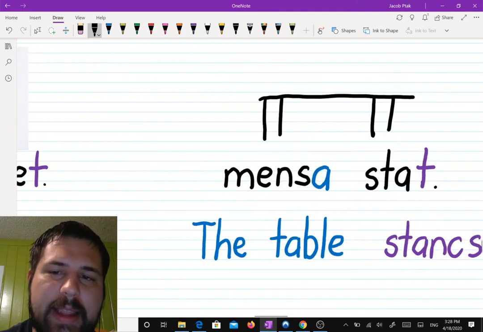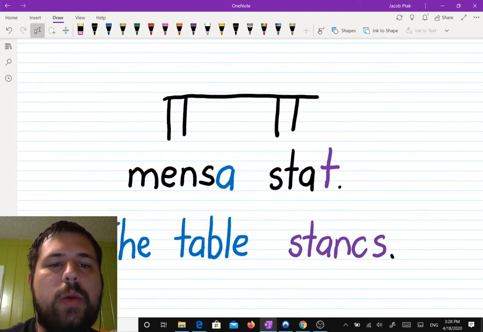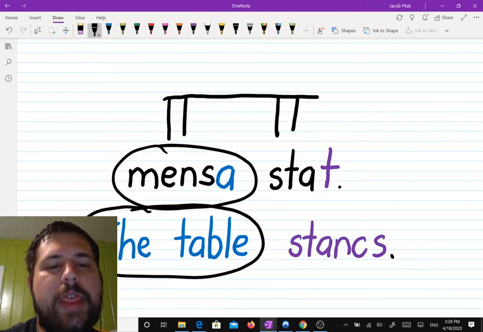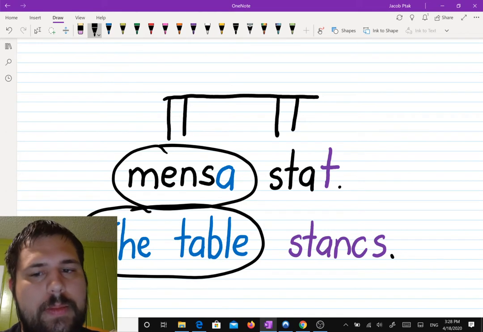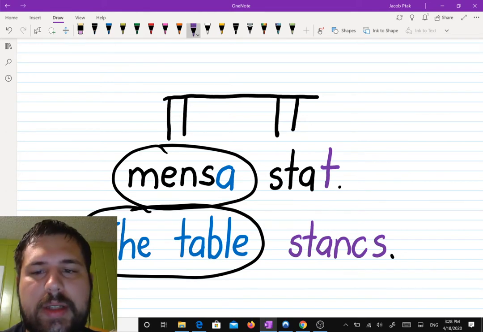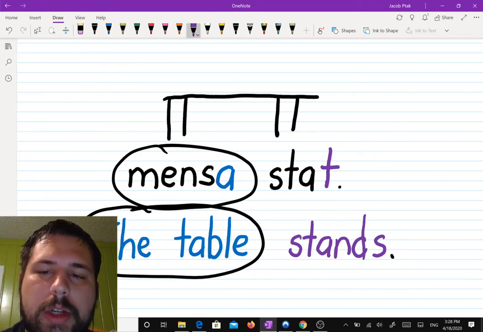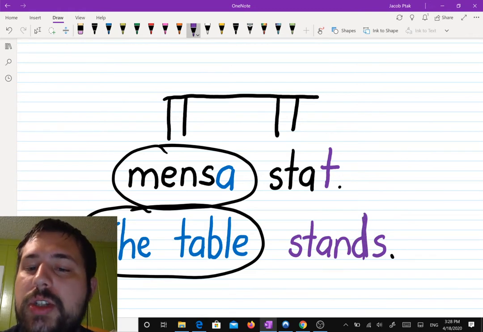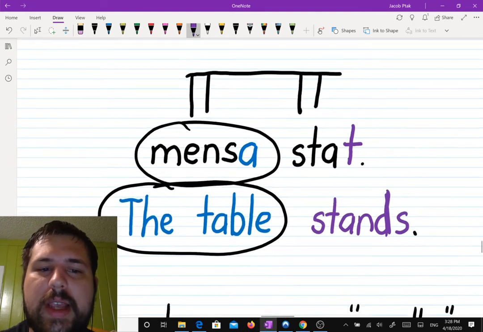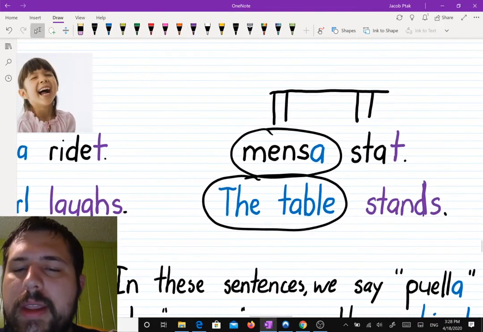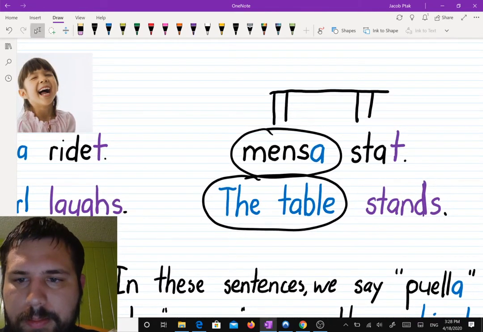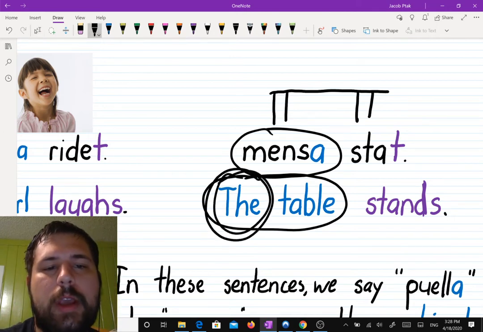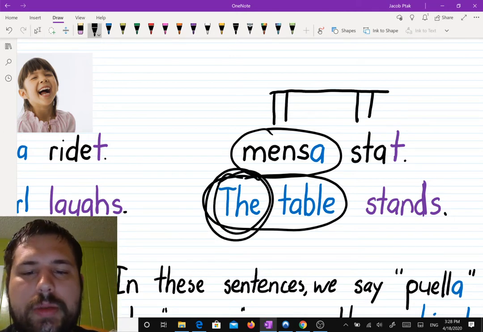And it's exactly the same thing over here. The word mensa is actually both words. The table. Mensa stat. The table stands. I'm not sure why the line for the D went, but it should say stands. Hopefully it said that the whole time. The table stands. And again, we add in the word the in order to make it make sense in English.